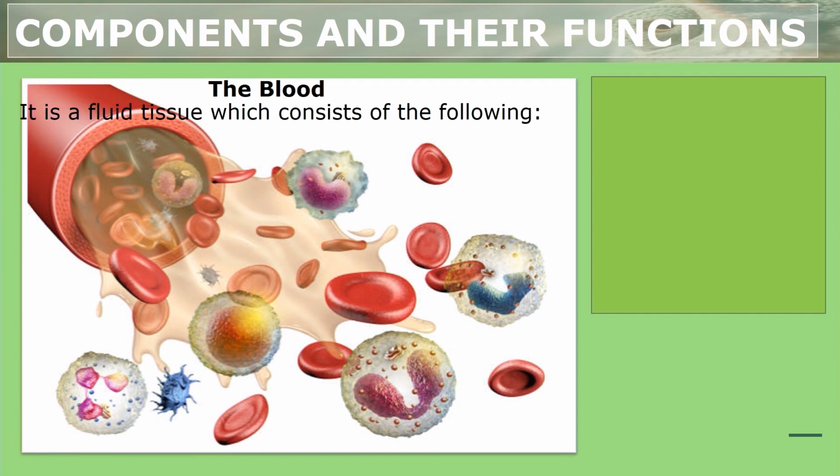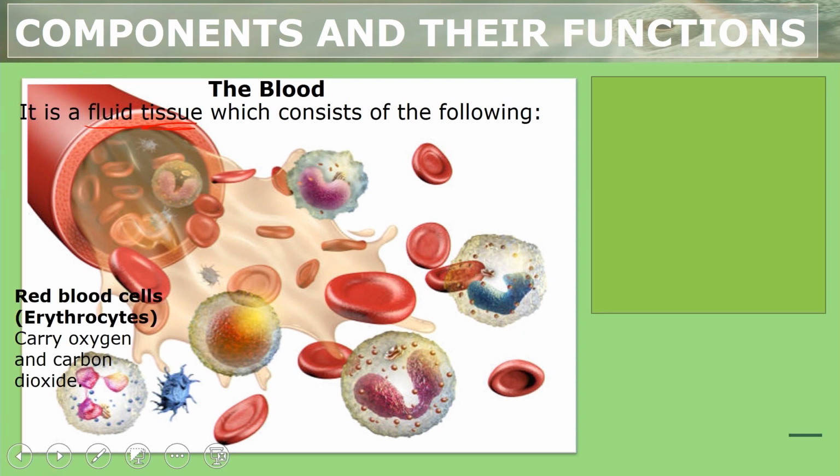Okay, we now move on to looking at the blood. Blood is a fluid tissue. It's basically a type of tissue, which is a fluid. And we have what we call red blood cells, also known as erythrocytes. These carry oxygen and carbon dioxide. The red blood cells are these red circles there and there.